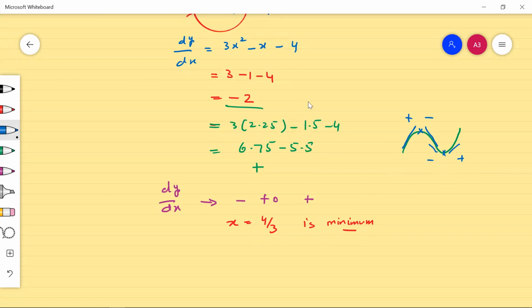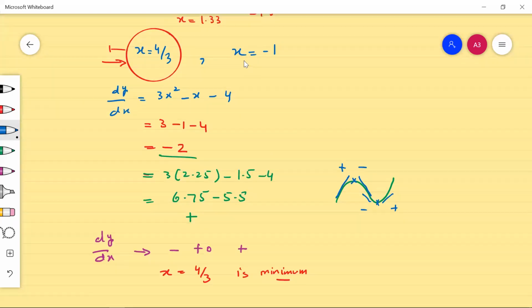Similarly, you can check another point, where the gradient is zero, which is x equal to minus 1. So quickly, x is equal to minus 1, I'm going to check it. First take two points. Before this is not 0, but before it, minus 1 and minus 2 are the points, and after it, you can take x equal to 0.